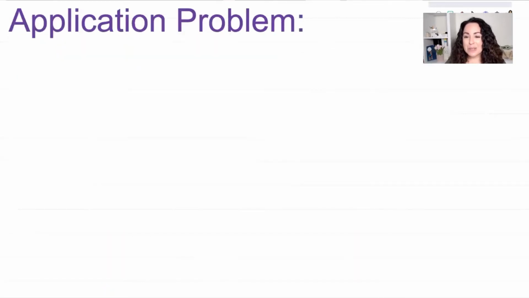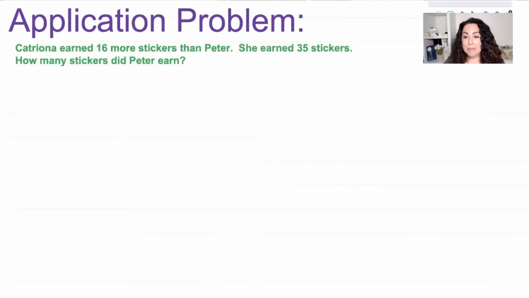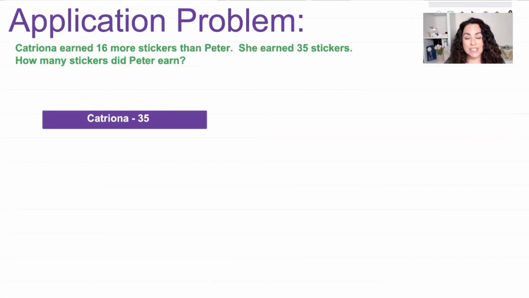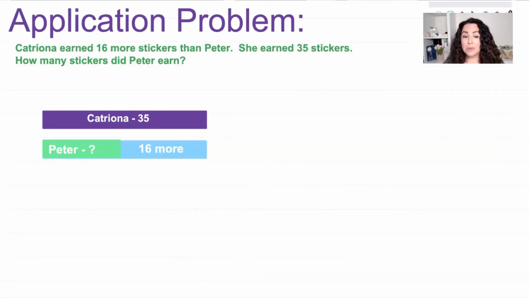We're going to start with our application problem today. The application problem says Catriona earned 16 more stickers than Peter. She earned 35 stickers. How many stickers did Peter earn? Well, let's talk about what we know. We know that Catriona earned 35 stickers, but we don't know how many Peter has. What we do know is the difference. We know that she had 16 more.